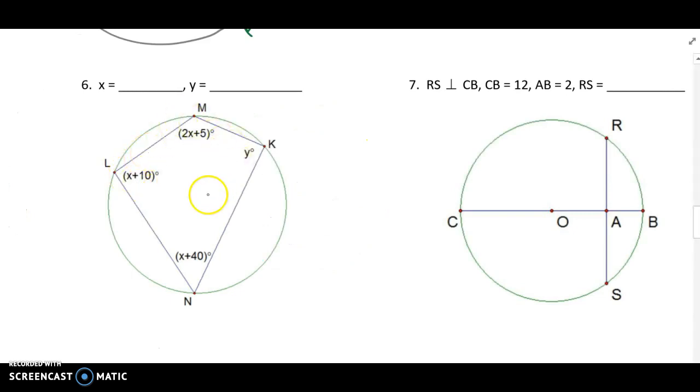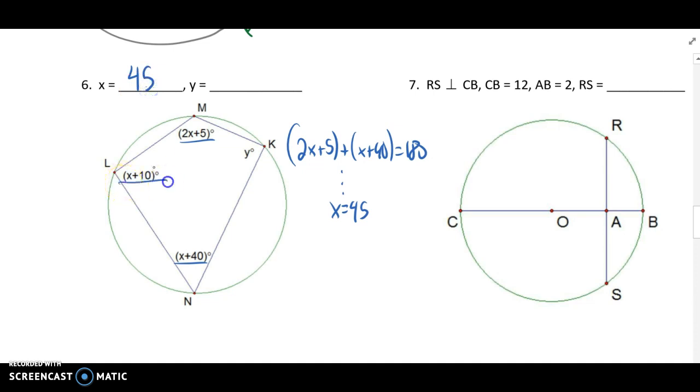In this one, we have an inscribed quadrilateral, which means that the opposite angles are supplementary. So if we add 2x plus 5 plus the x plus 40, that's going to equal 180. And then if we do all the algebra on that, we'll get that x equals 45. And once you know that x equals 45, you can plug that in, which makes this angle more specifically 55 degrees. And then we have y plus 55 equals 180. Solve for y, you get y equals 125.